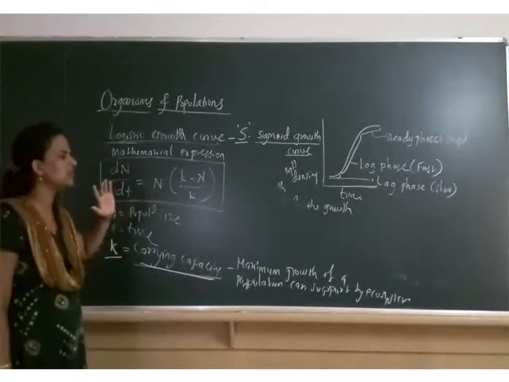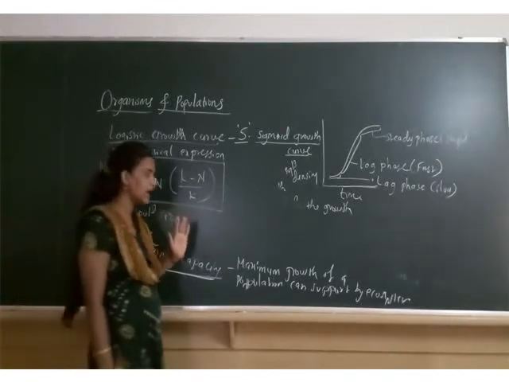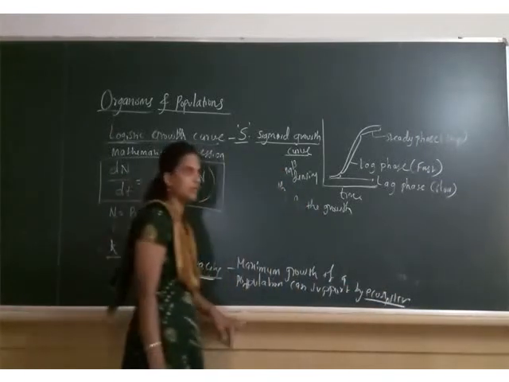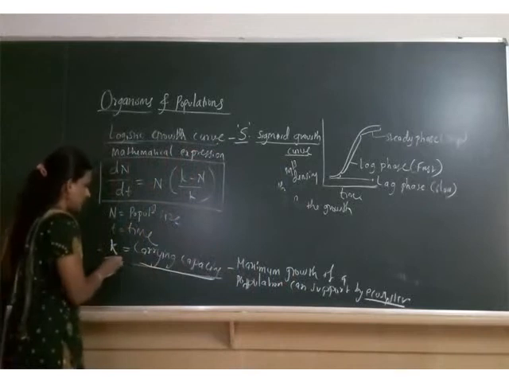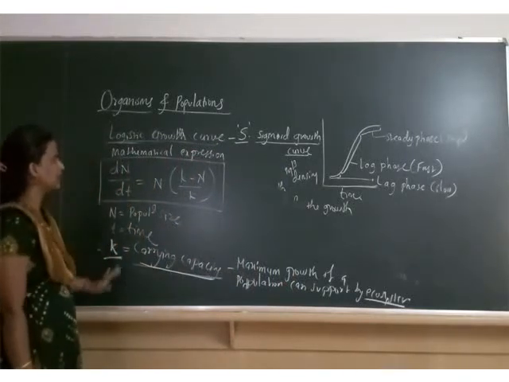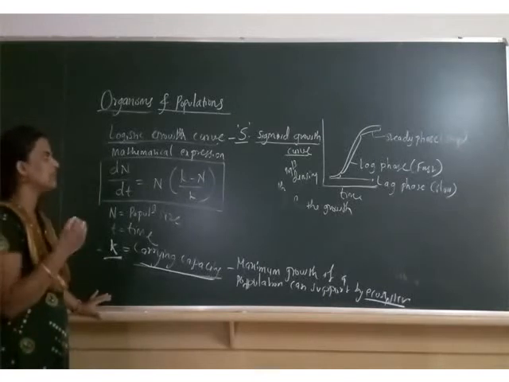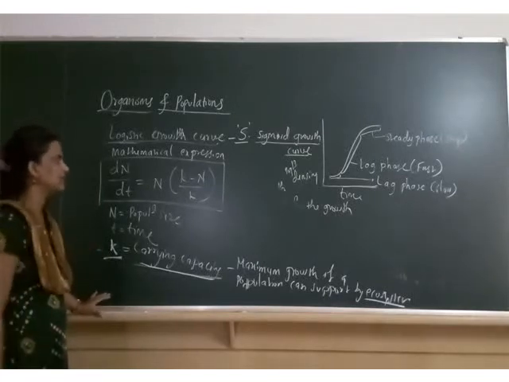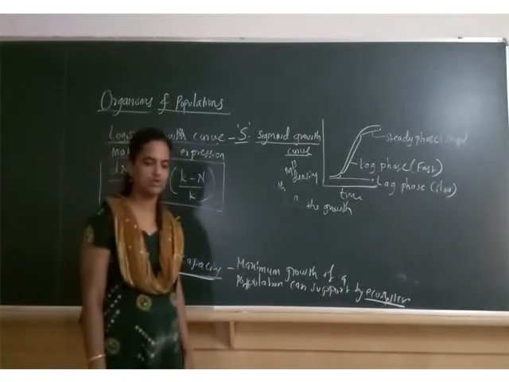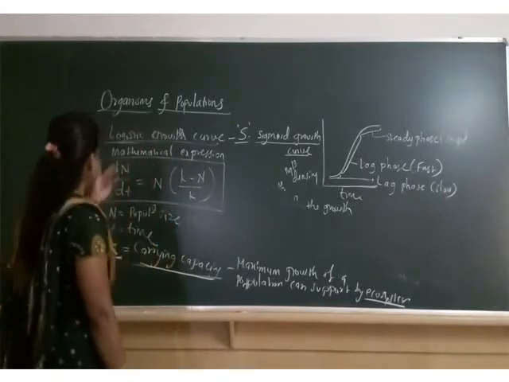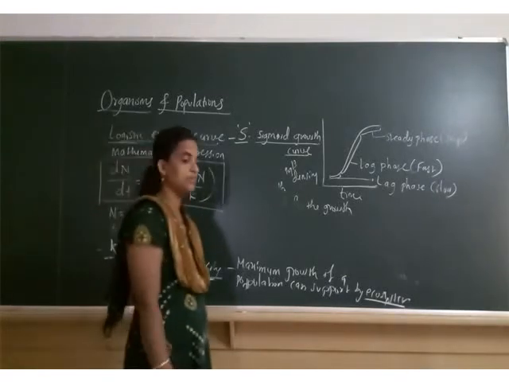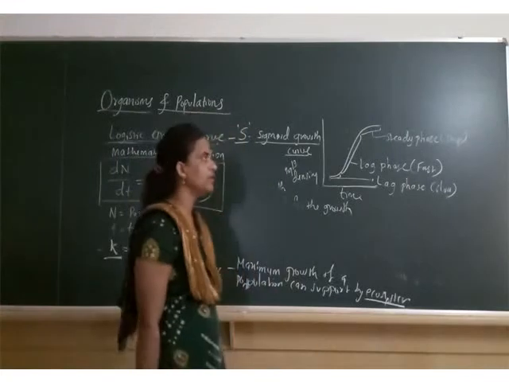Who supports the population growing to the maximum possible? That is supported by the ecosystem, and that is represented by K, carrying capacity. What is the formula? dN divided by dt equals N into (K minus N) divided by K. This is the mathematical expression of this logistic growth curve. In this way, we have explained two types of growth curves.